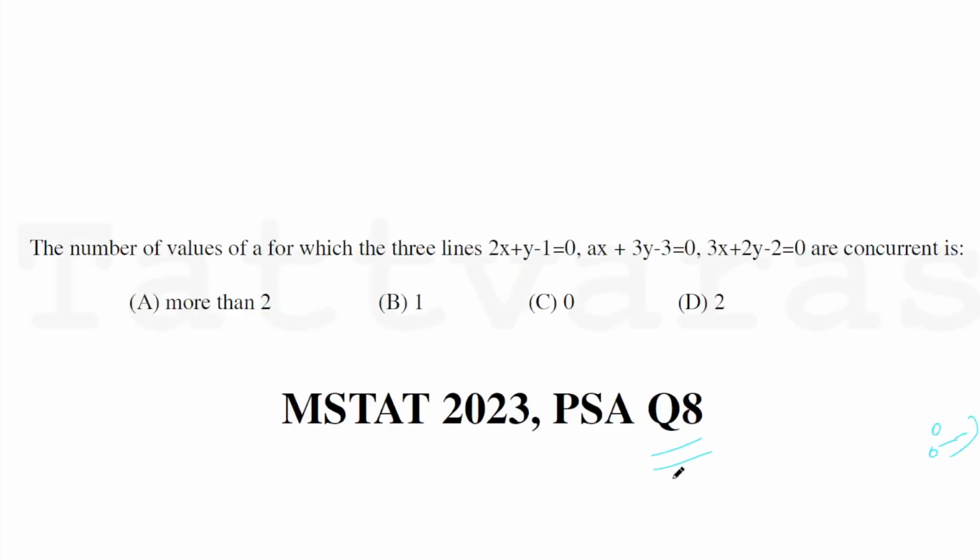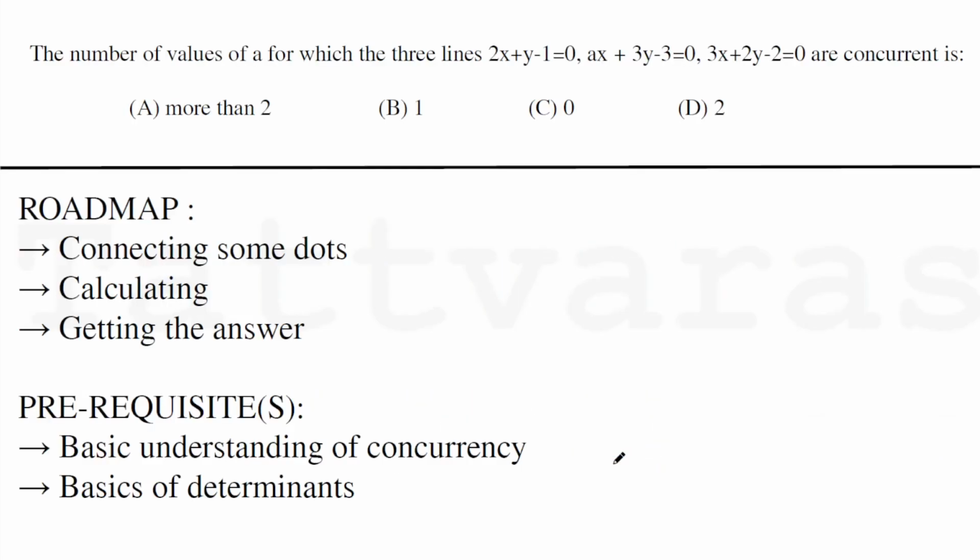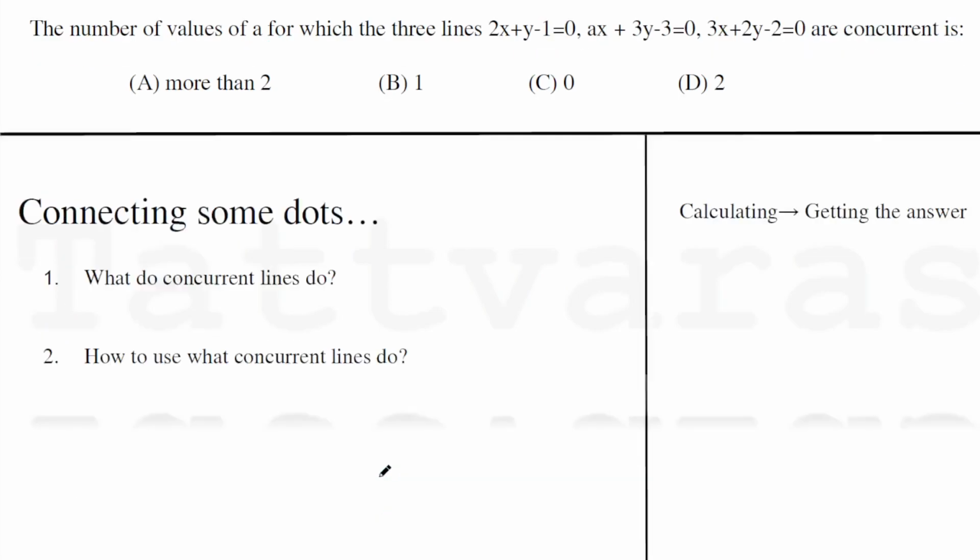Today we will solve the eighth question of ISI MSTAT 2023 PSA. It seems to be a geometry-based question. It's asking about concurrency. Which values of A would ensure that this setup of three lines are concurrent? So the prerequisite is going to be a basic understanding of concurrency and, spoiler alert, the basic understanding of determinants. So let's get to it.